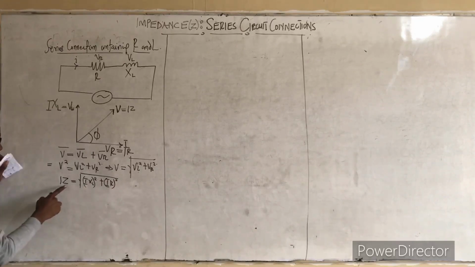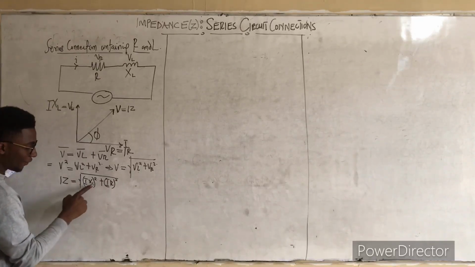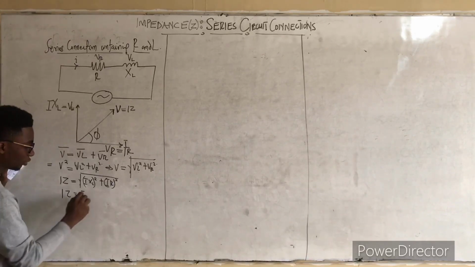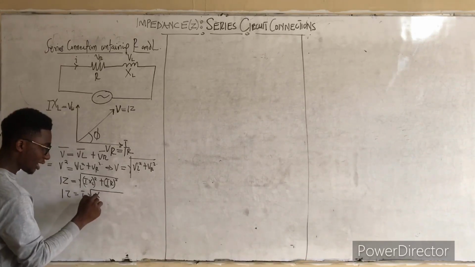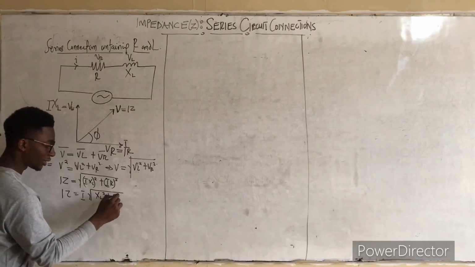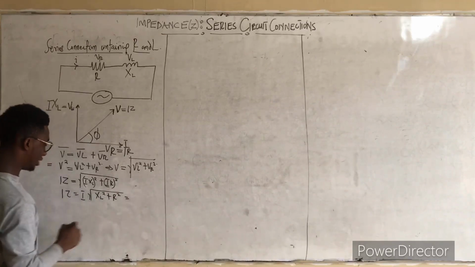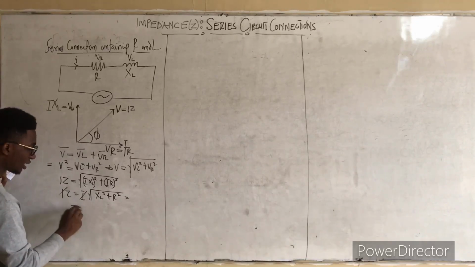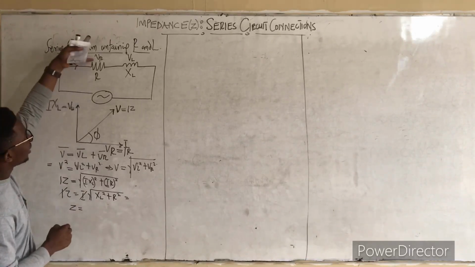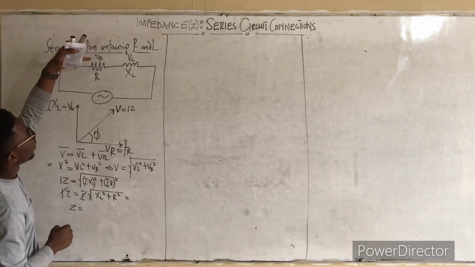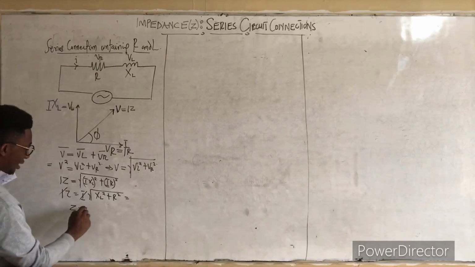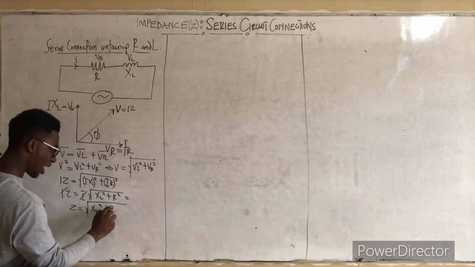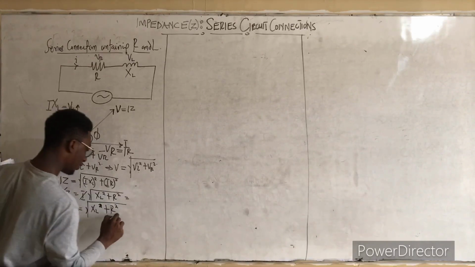From here, we can factorize the I out. If you factorize the I out, we get I times the root of XL squared plus R squared. And when you do this, you can take the I out, leaving the impedance. So the impedance when a resistor is connected in series with an inductor is Z equals the root of XL squared plus R squared.